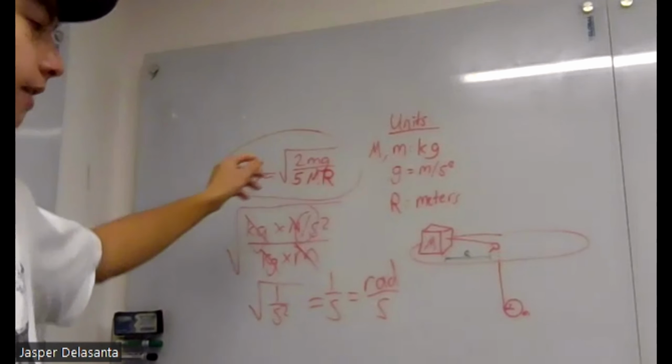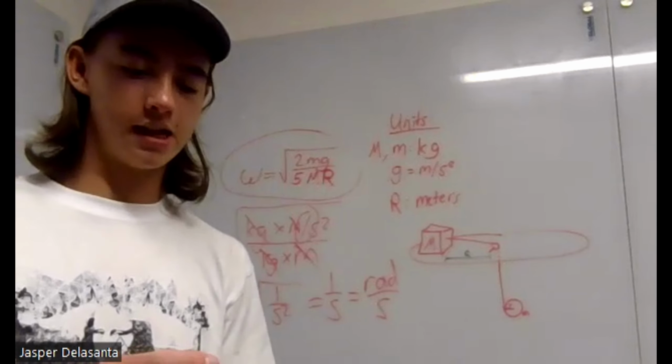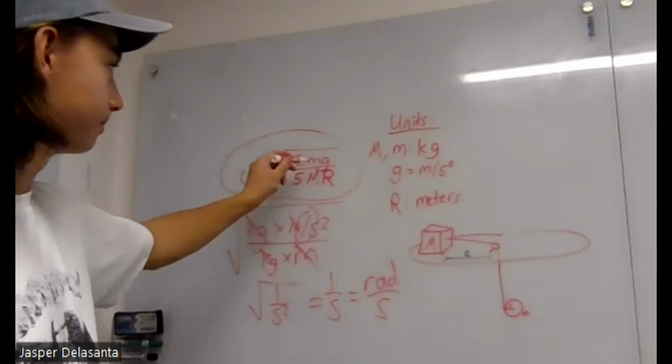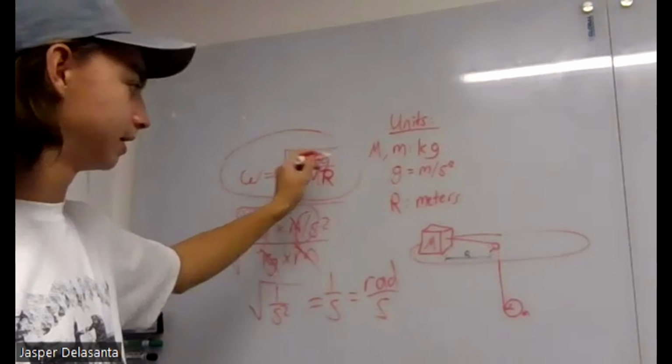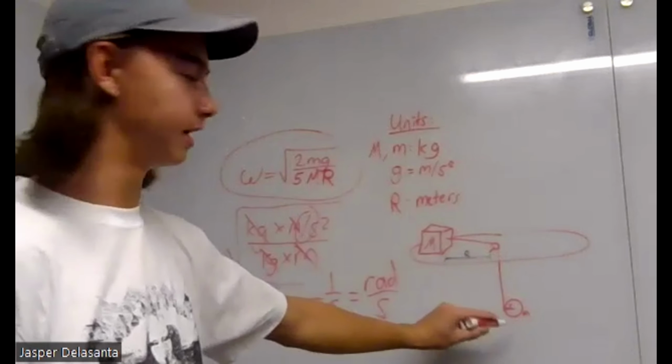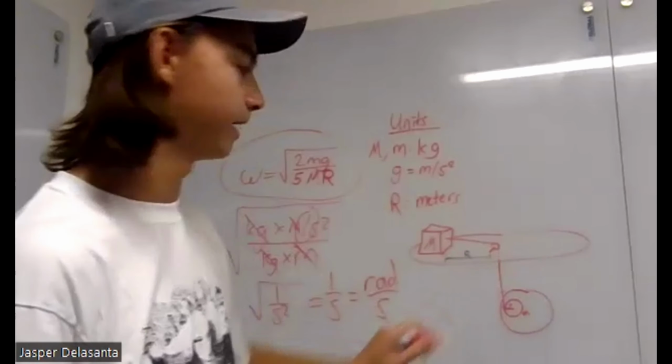Because even if we have the right units, if it doesn't make sense, then it's still wrong. So what we're going to do is first look at the mass on top, little m here. If this mass increases, if this mass was all of a sudden really big, right?